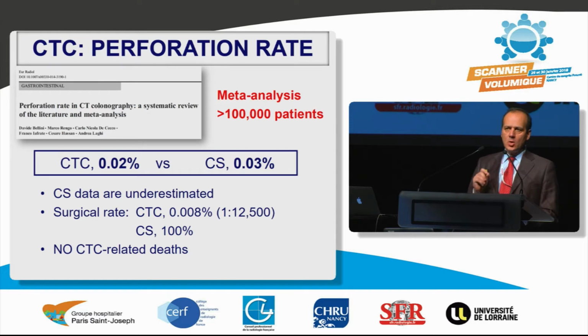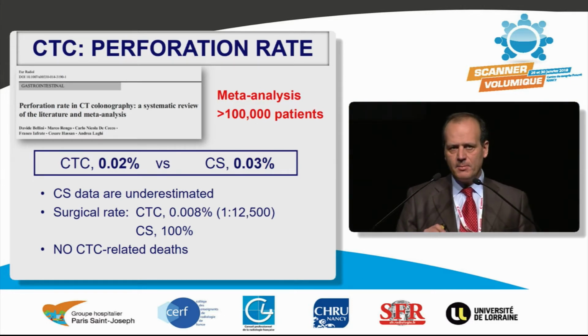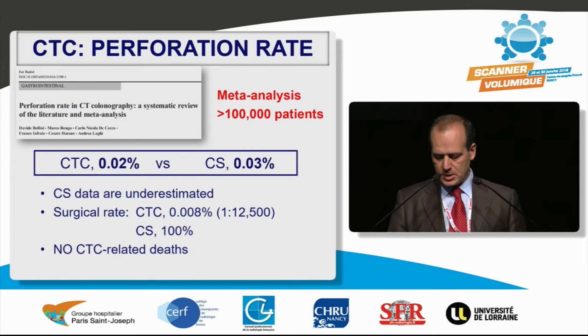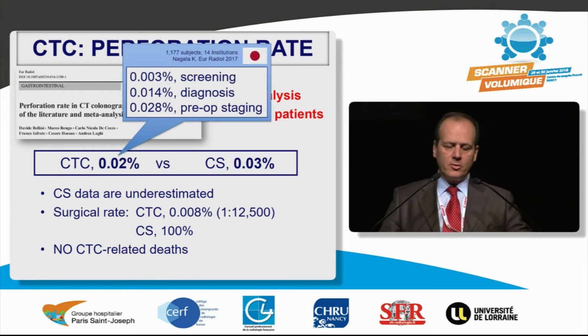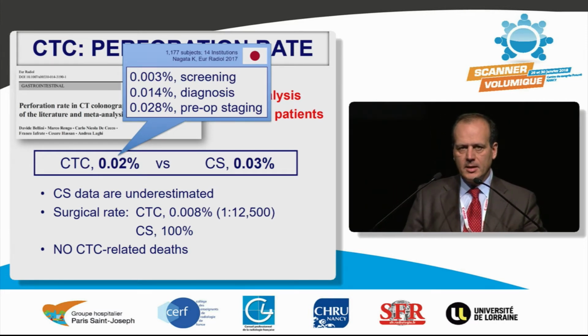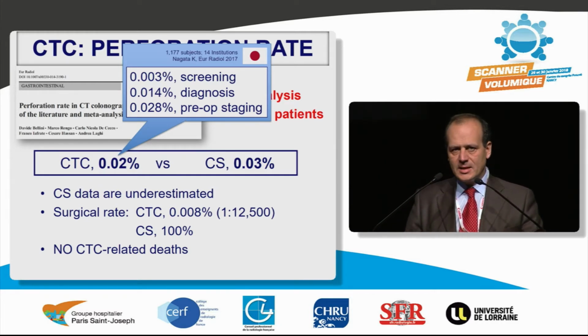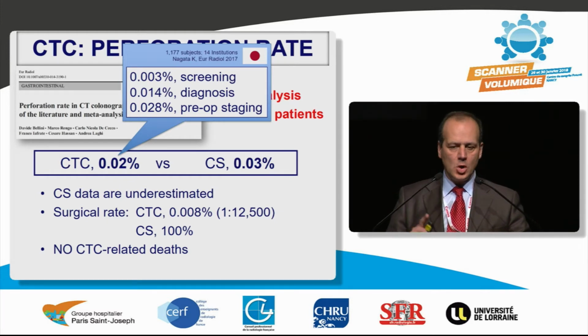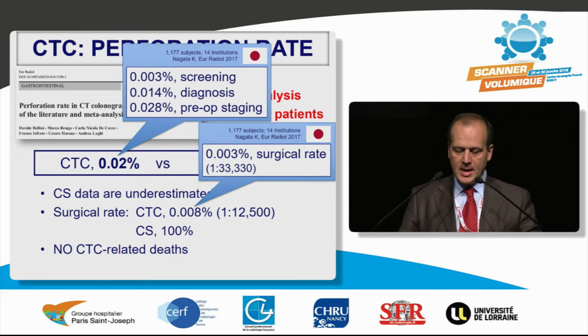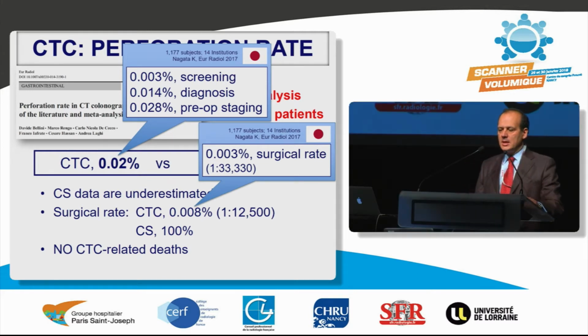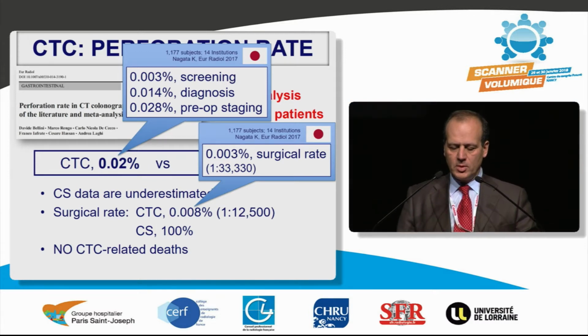Well, for CTC, it's only 1 every 12,000, so most of the perforations are treated conservatively, whereas for colonoscopy, virtually any patient with a perforation would be referred to surgery. And those data are now reconfirmed by a very interesting and recent national survey performed in Japan, where they stratified the perforation at CTC. Based on the new Japanese data, the perforation in screening is 0.003%, so 10 times lower compared with the perforation rate of colonoscopy, and the surgical rate for CTC in screening is even lower, 1 every 30,000 patients and not 1 every 12,000 patients. So we are even safer than what we demonstrated with the meta-analysis.